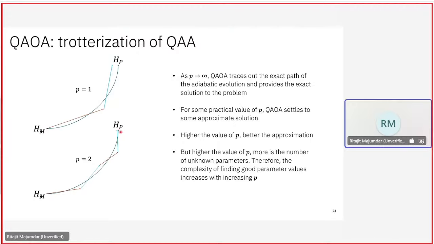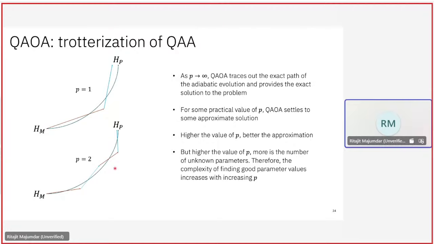But at the same time, we need to remember that when I'm doing one step, this is called p equal to 1, two steps of trotterization, p equal to 2. For p equal to 1 there were two unknowns, one gamma, one beta. Now here are four unknowns, gamma, beta, gamma, beta. If you take p equal to 3, there are six unknowns. So you see the number of unknowns keeps increasing as we increase the value of p.